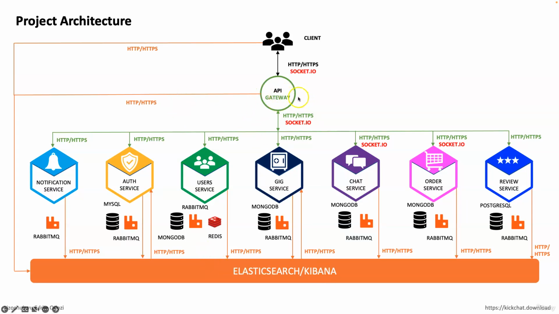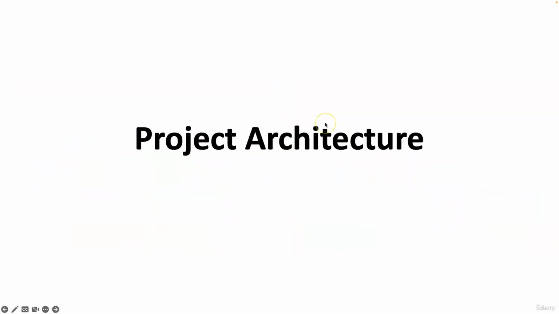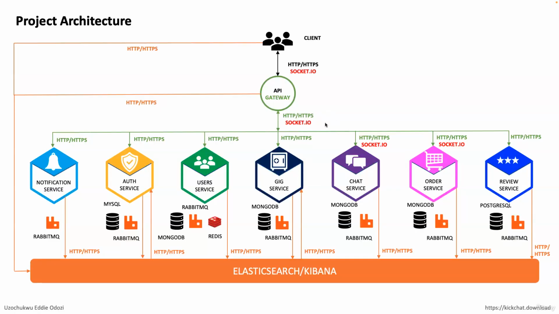Now, communication between the API gateway and our microservices will be through HTTP, HTTPS. Okay, as you can see. So if you want to send a request, it's going to be through HTTP and HTTPS. And then for this, we are going to use Socket.io. Okay. So this is just the basic idea of how the architecture looks.